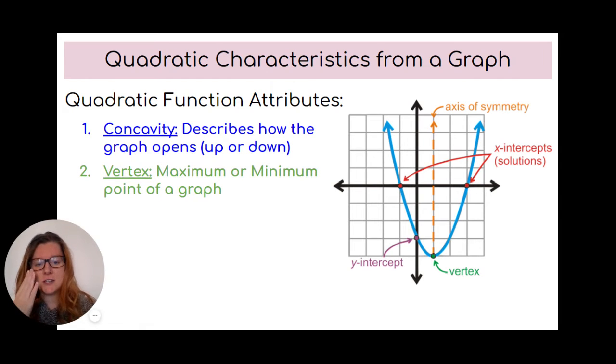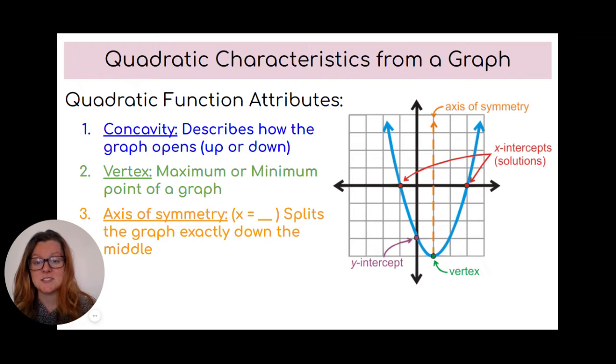Next is the vertex. The vertex is going to be the very tip or top or bottom of your parabola. In this case, notice that it's the very lowest point of our graph, so that means it's going to be the minimum. So our vertex is always going to be labeled as a maximum or minimum. Because this guy is the very lowest point of our graph, we're going to call it a minimum.